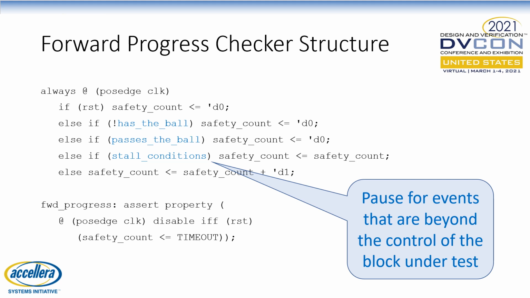The modeling code for a forward progress checker has a counter that increments for each cycle that the design has the ball. The counter is reset when the design passes the ball, and the counter is held at its current value when any stall condition occurs. Then we have an assertion to check that the counter does not exceed the limit of the timeout value.